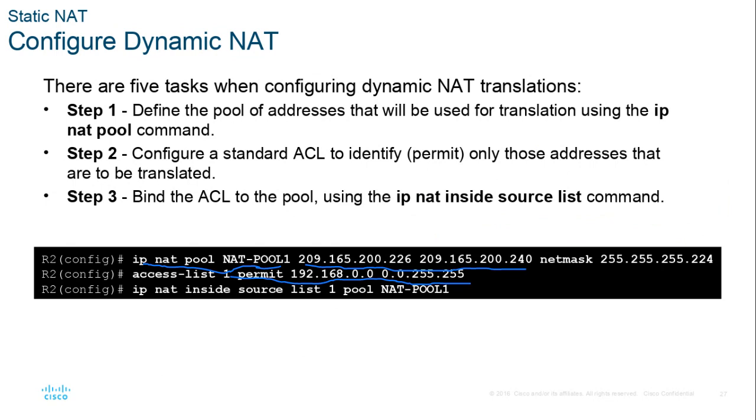And then we refer to that access list 1 in the command IP NAT inside source list 1 and tie that back to the NAT pool name. And this will make the translation take place. With the 14 available outside addresses, up to 14 internal clients can be connected simultaneously with this code. If there's more than 14, someone has to wait.